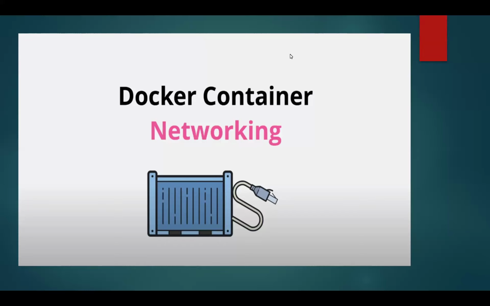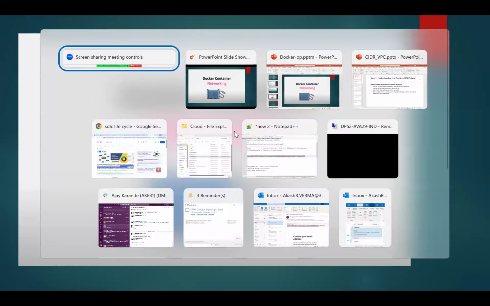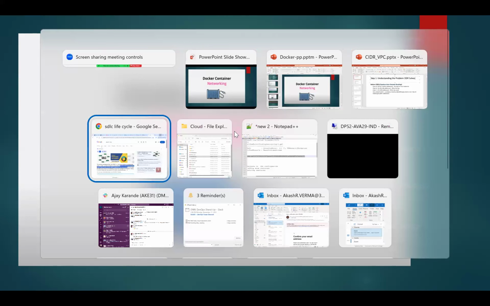So in this class, we'll be looking into the Docker container network. Previously, we looked into the Docker volume and the rest of the stuff. For Docker container networking, you should have a little bit of an idea about IP addresses, how these IP addresses work. So let me take you through a little introduction of IP addresses.